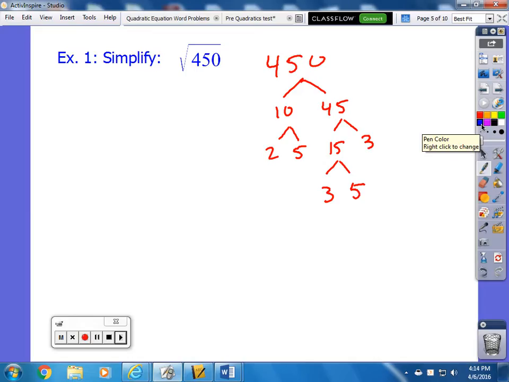So I'm going to circle the numbers that appear twice in the prime factors here. So it looks like I have 2 3s and 2 5s. Well, 3 times 5 is 15, so let me try 15 squared.